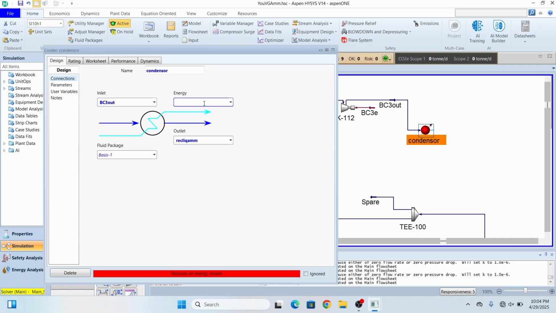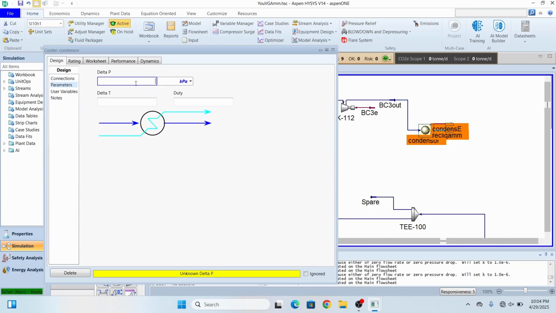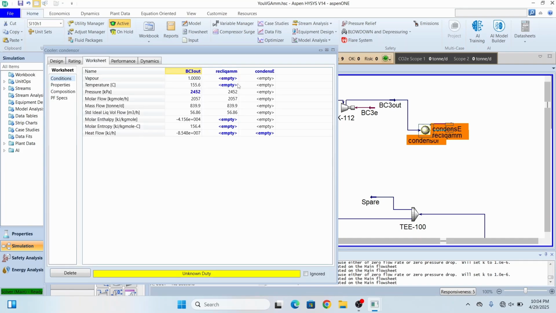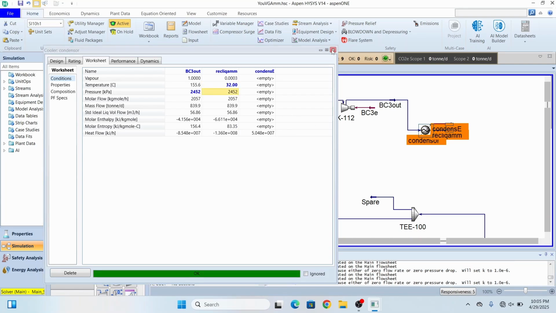So that is good. Heat exchanger you can write as condenser energy. Parameters you can give as pressure drop 0, and for the outlet temperature, you can give 30 degrees, or you can give 32 degrees. So now that is good to go.